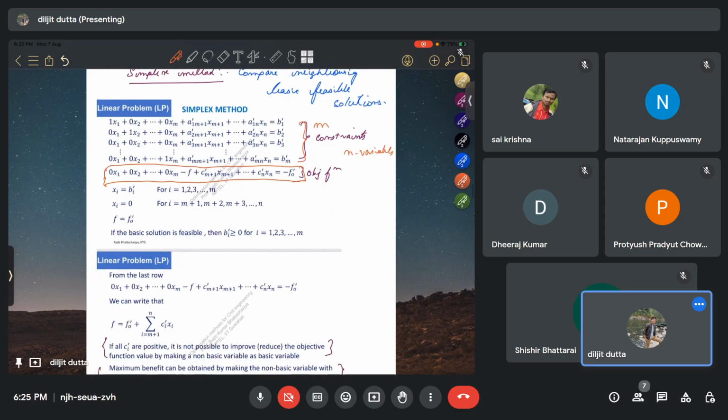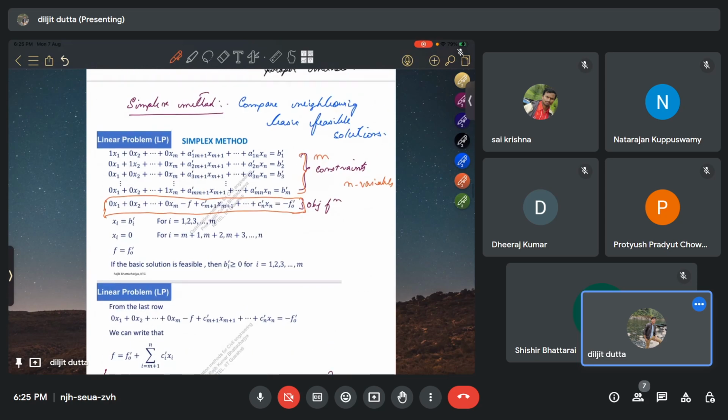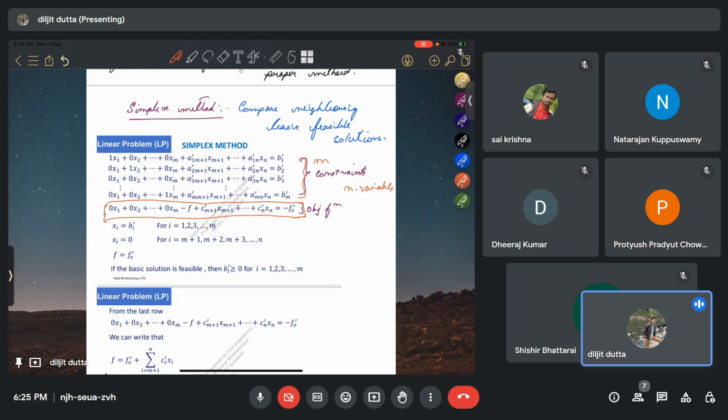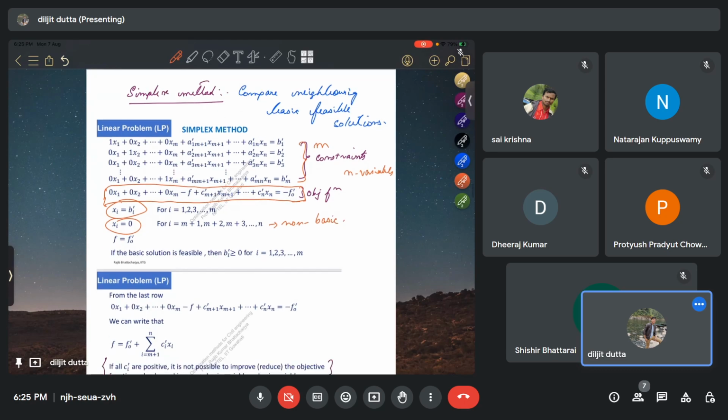So the solution will be, if we set all the non-basic variables equal to 0, xi equal to bi dash for i equal to 1 to m, and xi equal to 0 for i equal to m plus 1 to n, that is for the non-basic variables. And for the objective function we will have f naught dash equal to f, that is, the final optimum value will be f naught dash.